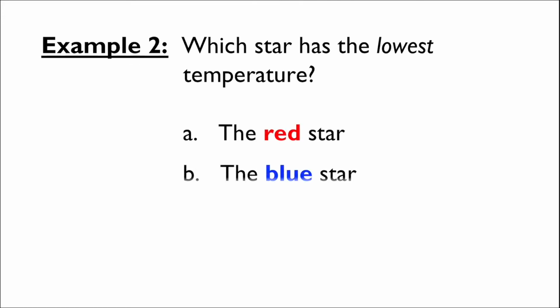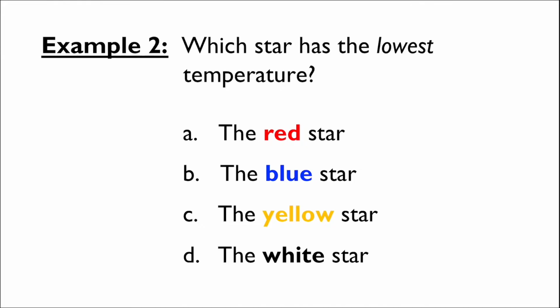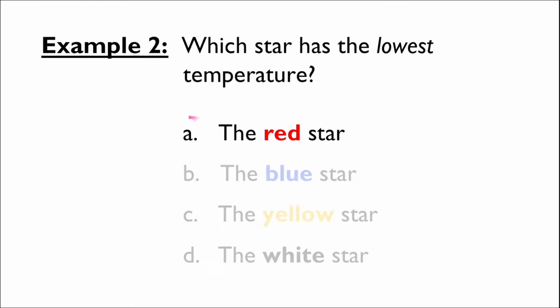Look through these options and make your selection. If you answered A, you got it. Red stars have extremely long peak wavelengths, so that makes them the coolest in terms of their temperature.